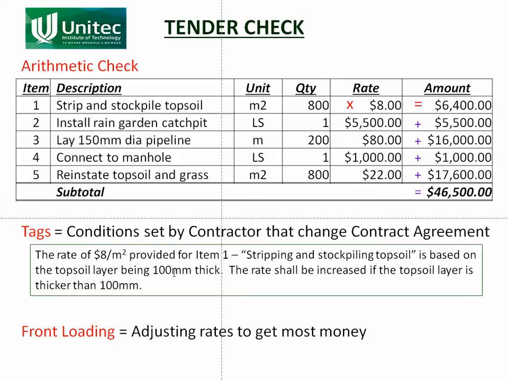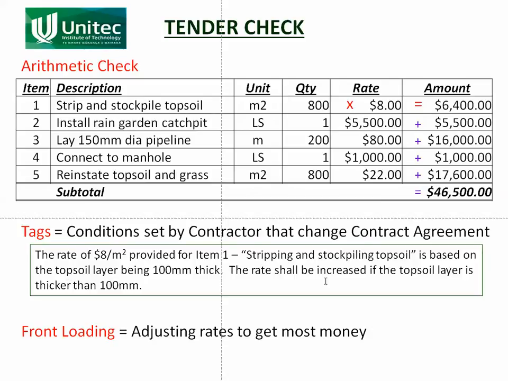Notice that he doesn't say that if it's thinner than 100 mils, we'll do it for a lesser rate. If it's only 50 mils, he still gets $8 per meter. So it's the way you phrase it. So the consultant is looking for these tags, and he's asking himself, is this tag acceptable? Does it place undue risk on the client?